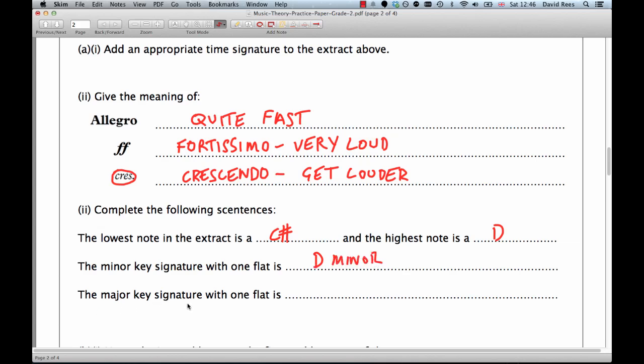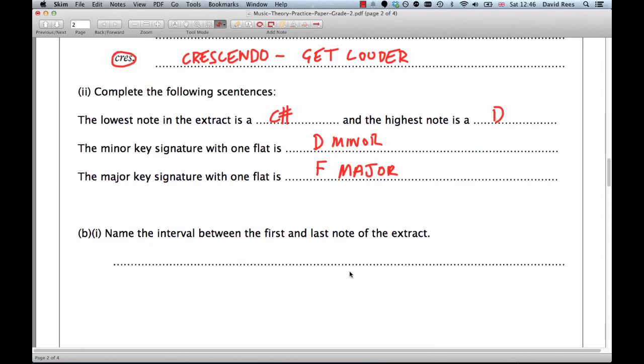And then the major key signature with one flat is F major. We would find that out from the circle of fifths, or we would just know the scale of F major or D minor. That would help us answer those questions. Got quite a lot of stuff in this first question.